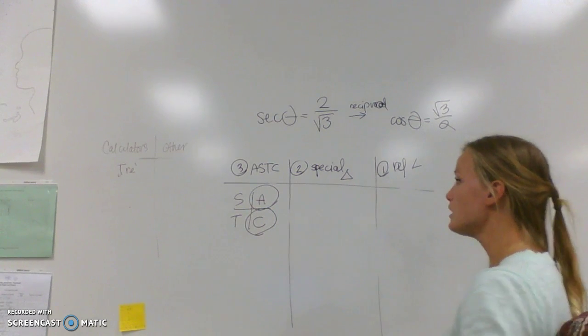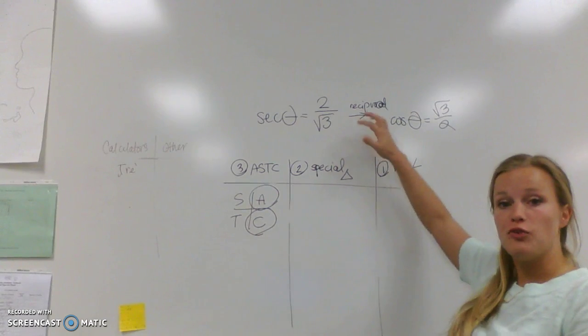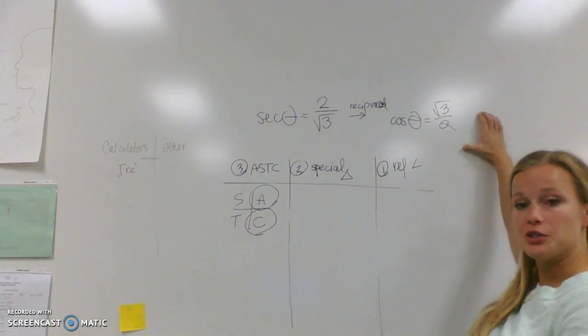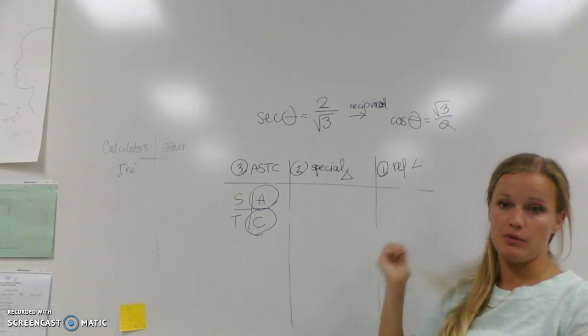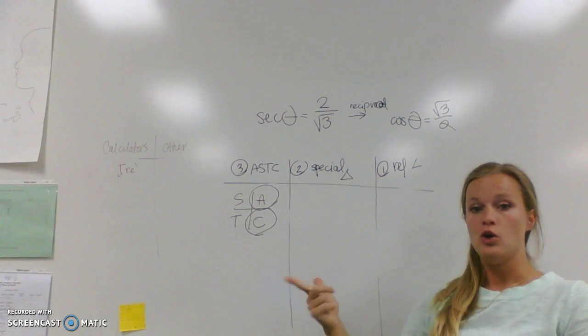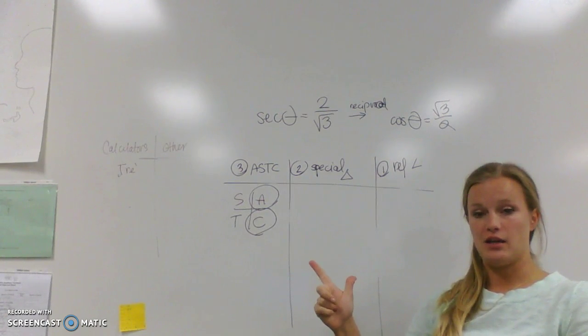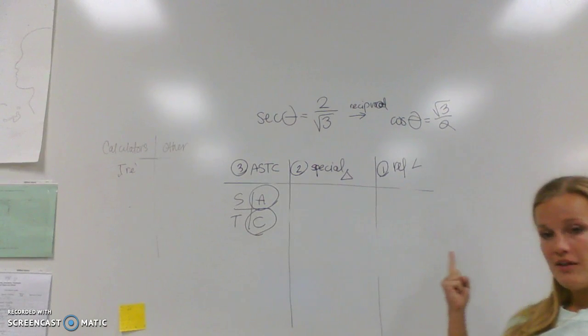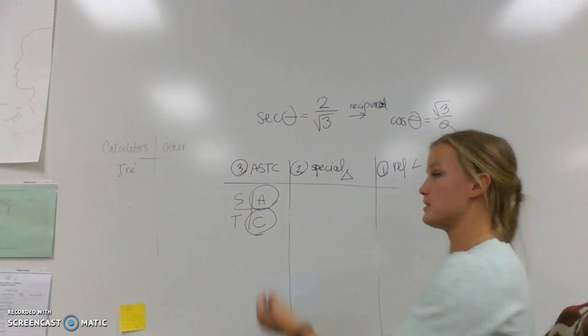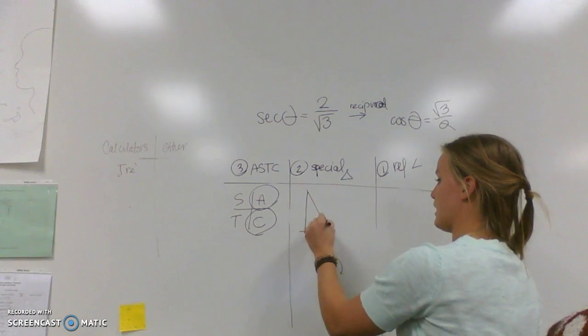Moving on. Special triangles. You have to look for key information in our trig ratios to decide if you're working with a 45-45-90 or with a 30-60-90. Here we have the radical 3, which is telling us that we're working with a 30-60-90.